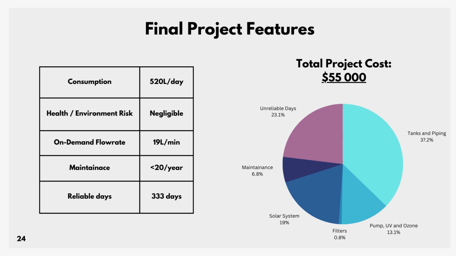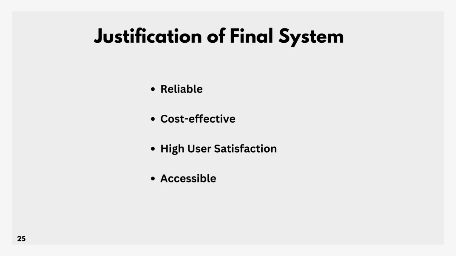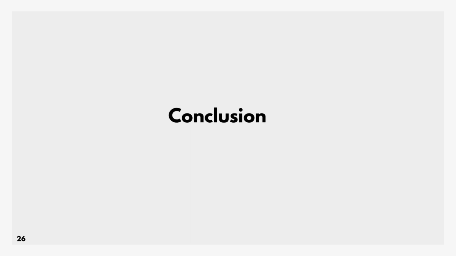The system performs very well, and the major cost in the project lies in the tanks and piping, which is unavoidable. In future, we could use more batteries to reduce the number of unreliable days where we have to import bottled water. For the justification of our final system, we considered our strategic priorities, where we saw that our chosen system was reliable, cost-effective, had high user satisfaction, and was accessible.